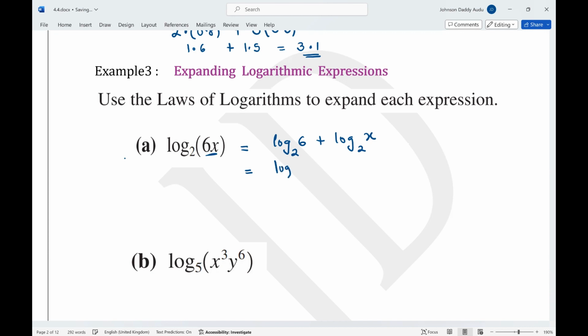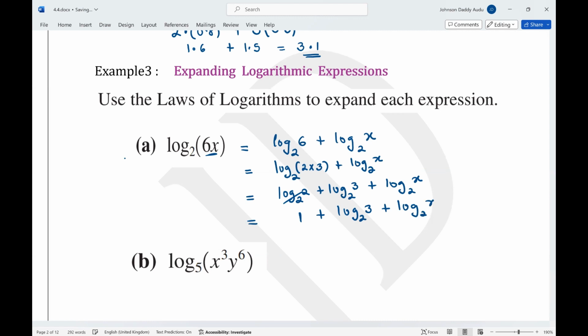Now, we can even continue. I can write this log of 6 as log of 2 times 3, plus log to base 2 of x. And now I can expand this again. This is log to base 2 of 2 plus log to base 2 of 3 plus log to base 2 of x. And clearly, log to base 2 of 2 is just 1. So this is 1 plus log to base 2 of 3 plus log to base 2 of x.